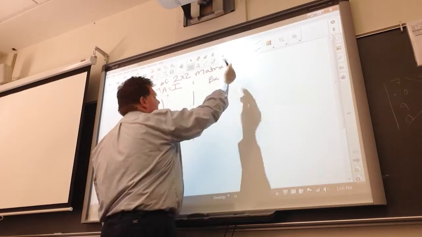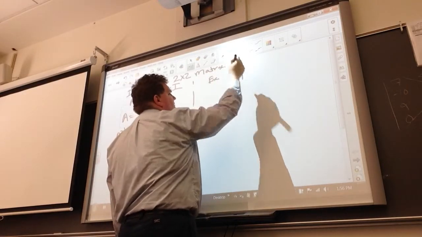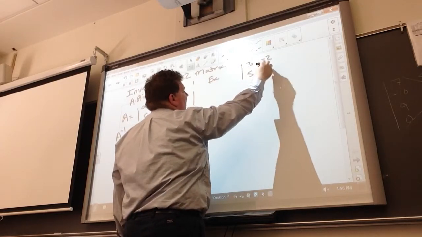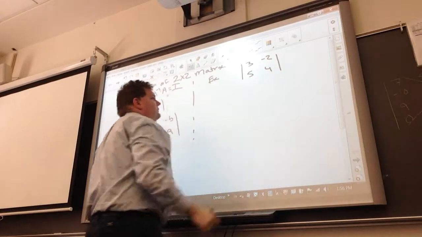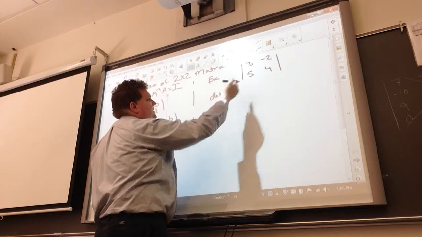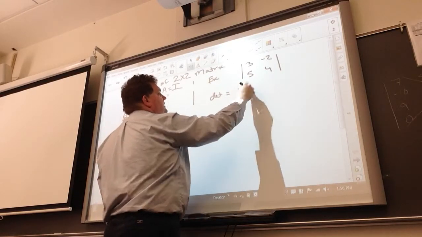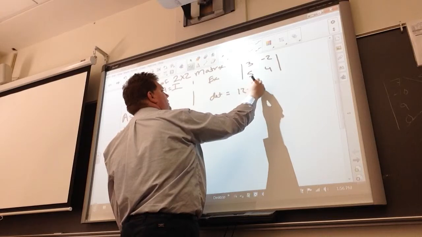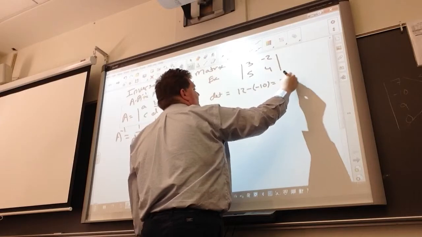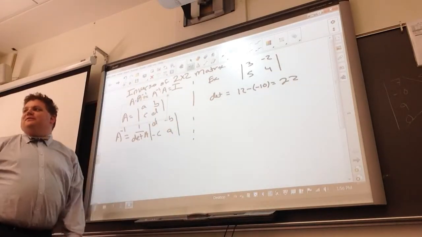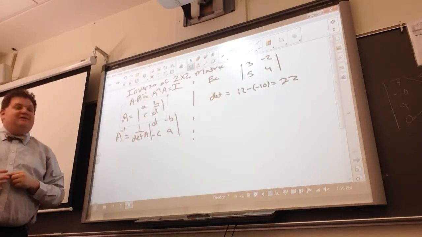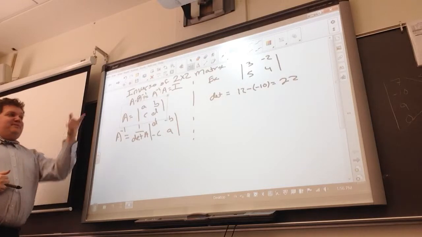Let's say we make our matrix [3, -2; 5, 4]. First, we need the determinant of that. That's going to be equal to 3 times 4, which is 12, minus 5 times -2, which is -10. So 12 minus 10 is equal to 22. I think a few of you on your test, I gave that same exact matrix, and a few of you put the wrong answer there. That's the correct answer.